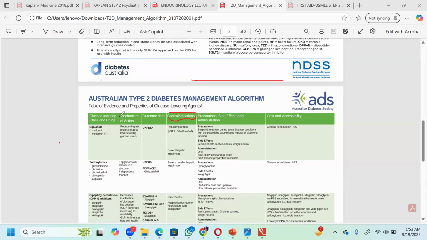You have to focus on contraindication, drug class, precautions. So this is the important one. For example, metformin, in renal impairment, GFR less than 30, don't go for metformin. Sulfonylurea, severe renal or hepatic impairment. So like this, as I already discussed with all of you. Just memorize it in your own time.